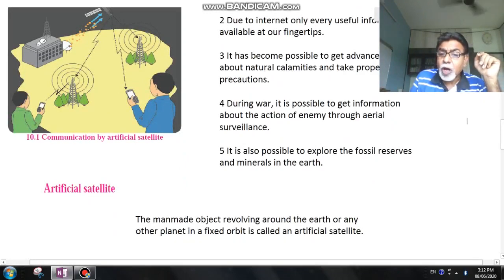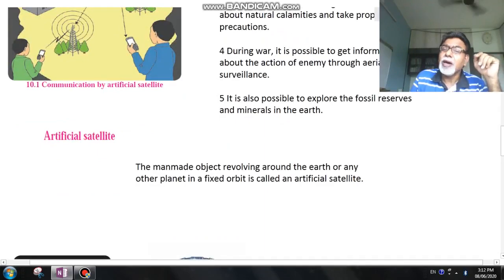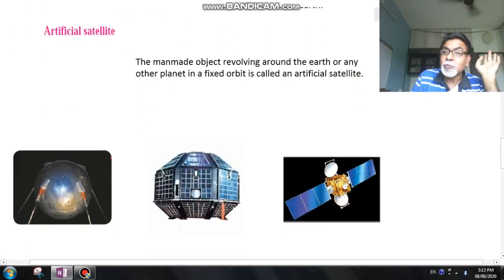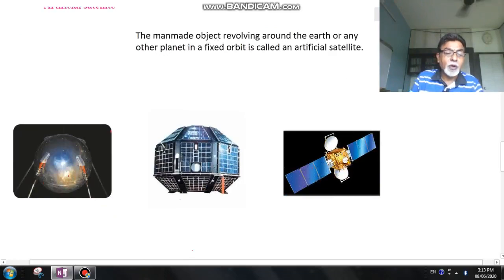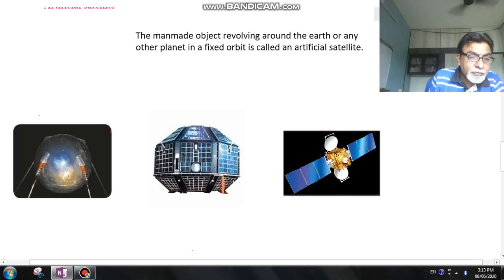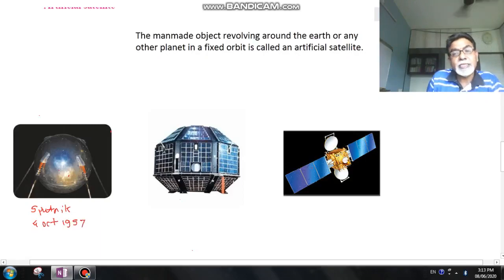Look at it. The man-made object revolving around the earth or any other planet in a fixed orbit is called an artificial satellite. Okay, and this picture you should know. This is the first one. Look at here on the left corner. This is Sputnik, correct? This is the first satellite sent by human beings in the space, and the year was 1957, 4th October 1957. Man's first step in the space.